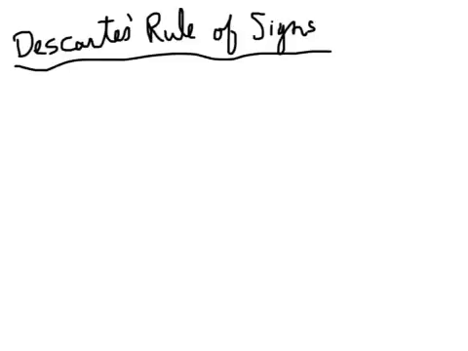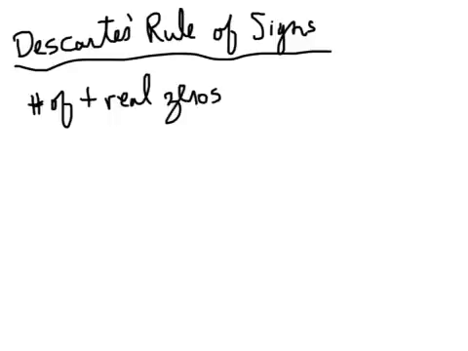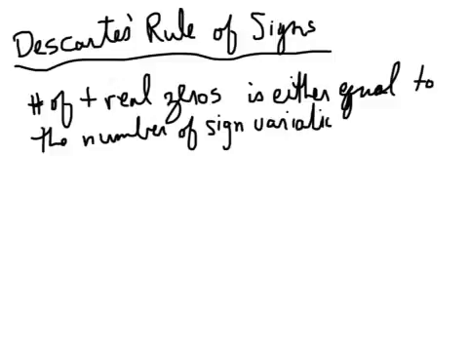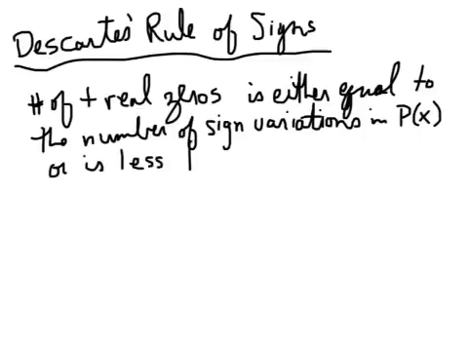And the way it works is, the number of positive real zeros is either equal to the number of sign variations in your polynomial, and I'll walk you through one here in just a second, or is less than that by an even whole number.